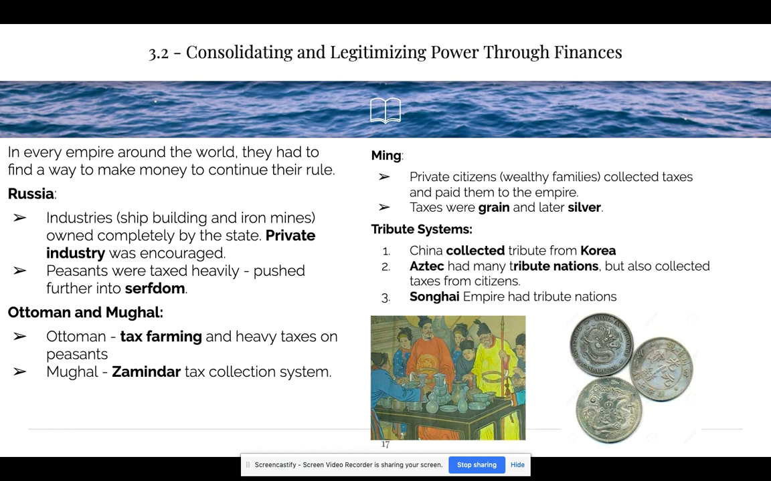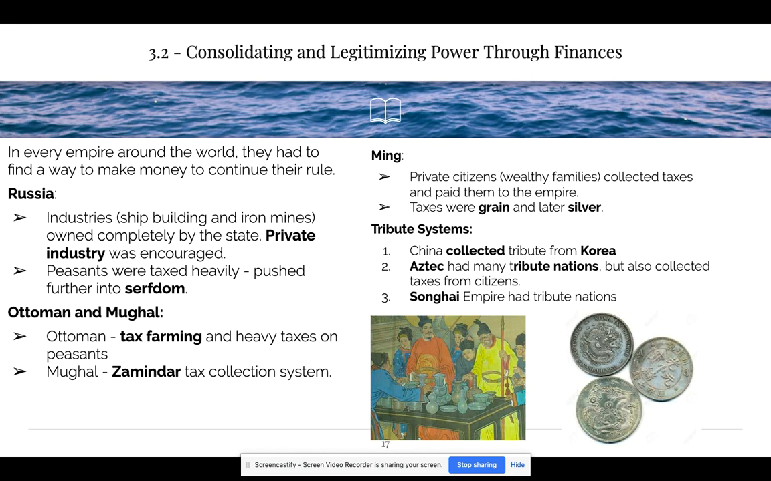Now let's talk about how they used money to consolidate power. In Russia, we see that they start to make public industry, so that is industry that is owned by the state. So the government makes industries like shipbuilding and iron mines to try and bring in more money, and they continue to heavily tax the serfs.